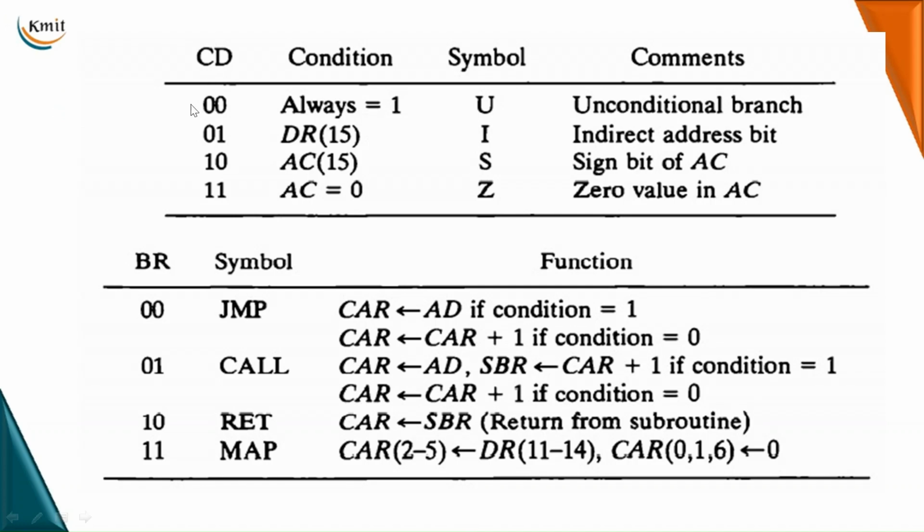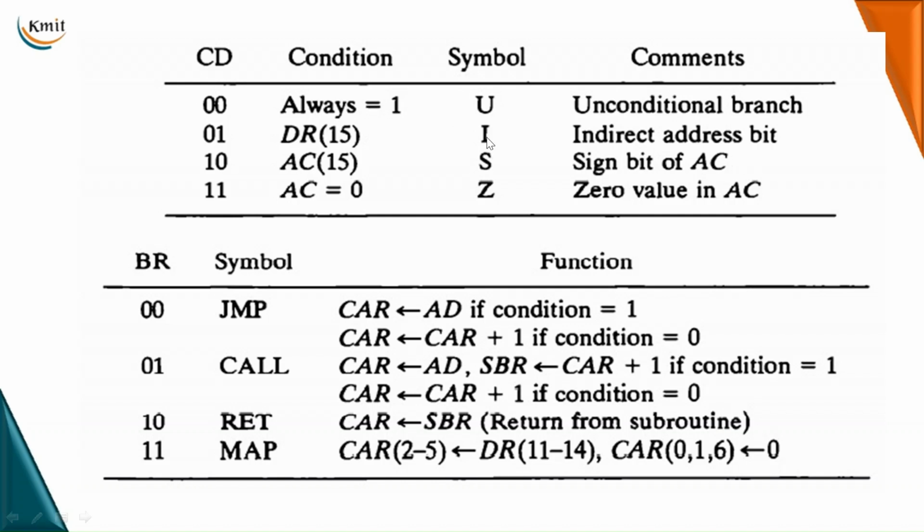In the condition field, we are going to check the status conditions. There are 4 status conditions here called U, I, S, Z. This U is with respect to the unconditional branch. This is always set to 1. Since it is an unconditional branch, the target instruction has to be executed next.